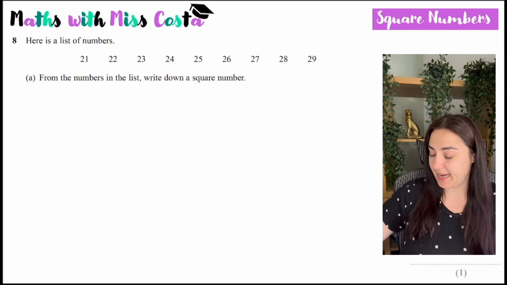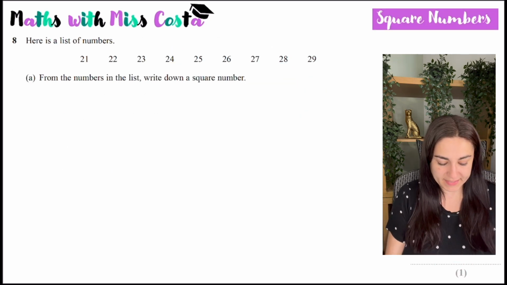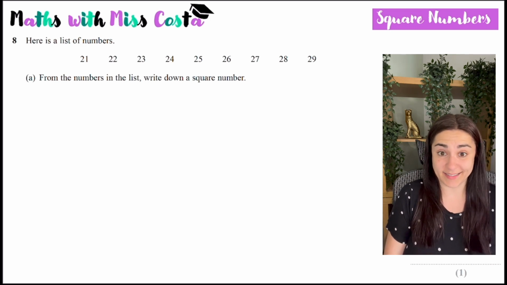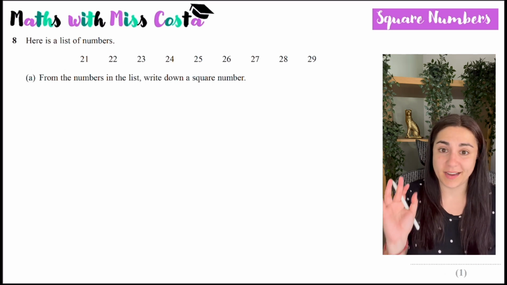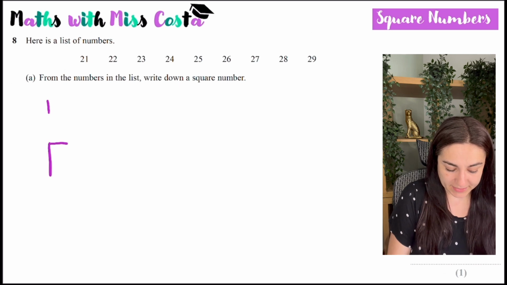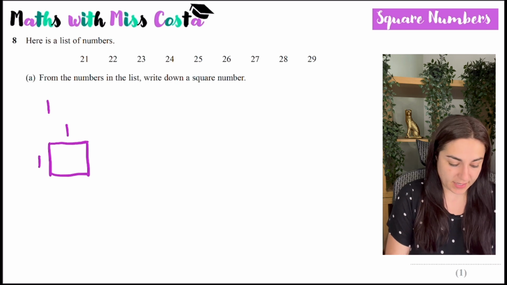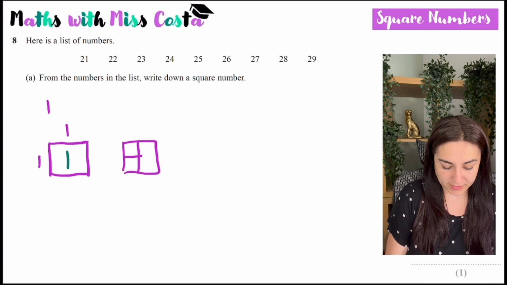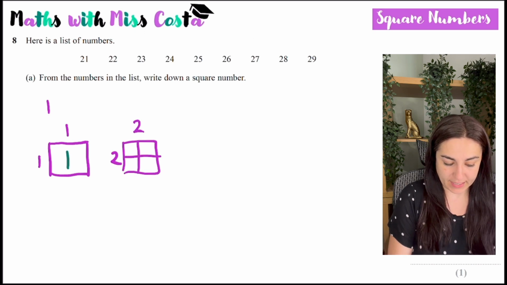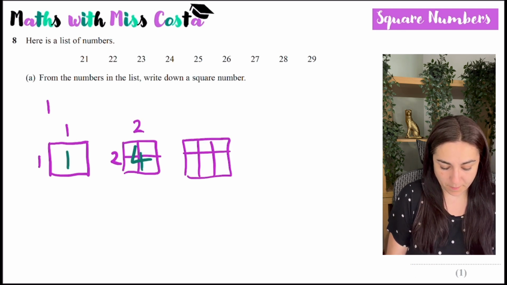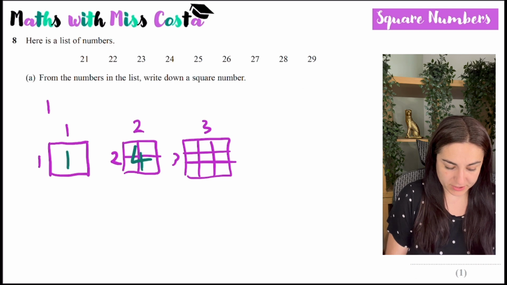Next, I've got a list of numbers. And from the numbers in the list, I need to write down a square number. So this is where it's really handy to just know your square numbers off by heart. And if you don't, we're really quickly going to recap them. The reason square numbers are called square numbers is because they form a square. So you've got 1 times 1, and that forms 1. Then you've got 2 squares times by 2 squares gives you 4. Then you've got 3 by 3, which gives you 9.